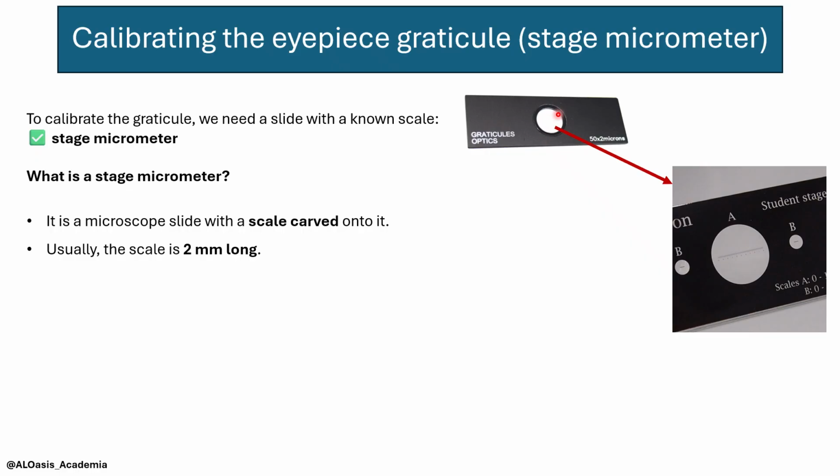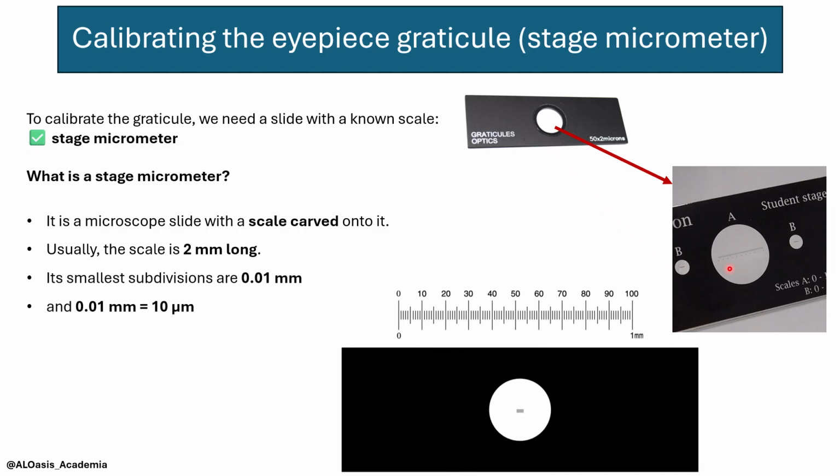A stage micrometer is, as we said, a microscopic slide that has a scale carved onto it. This part of the micrometer has a glass disc, and if we have a closer look, we can see that the glass disc has a scale carved onto it. Usually the scale is 2 millimeters long. Under the microscope, you will see a scale like that.